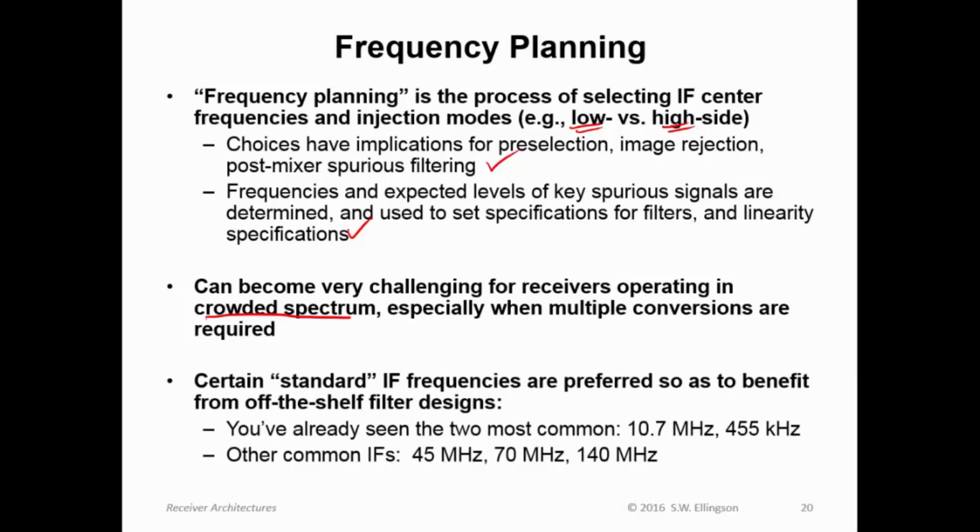Certain standard IF frequencies are preferred so as to benefit from off-the-shelf filter designs. So the two common ones I've shown several times now are 10.7 megahertz, 455 kilohertz. Other common IFs include 45 megahertz, 70 megahertz, 140 megahertz, and there are a few other common IF frequencies which are a little bit more application specific.